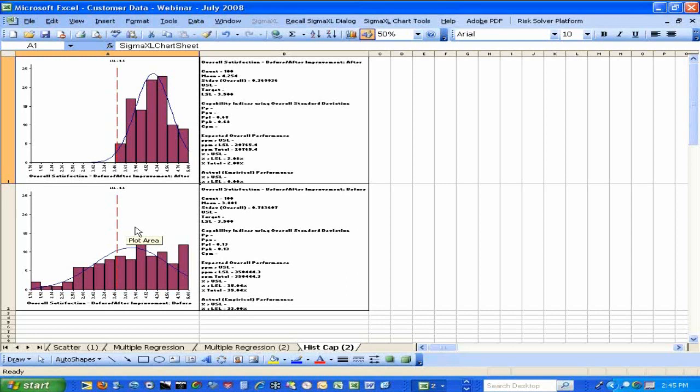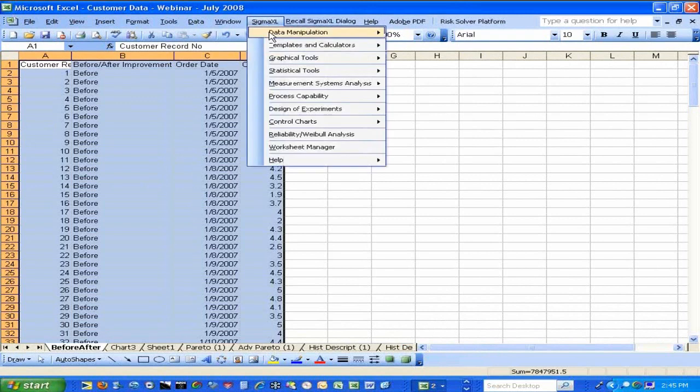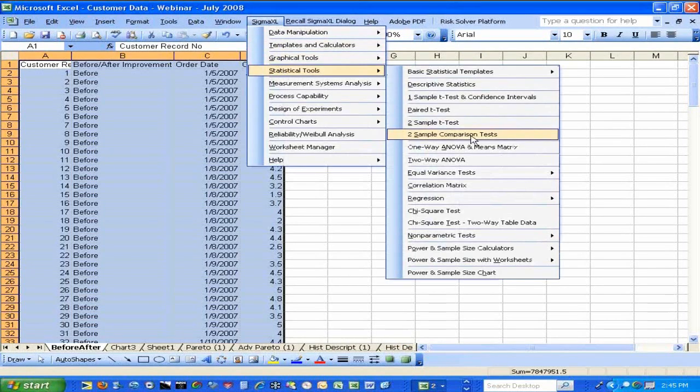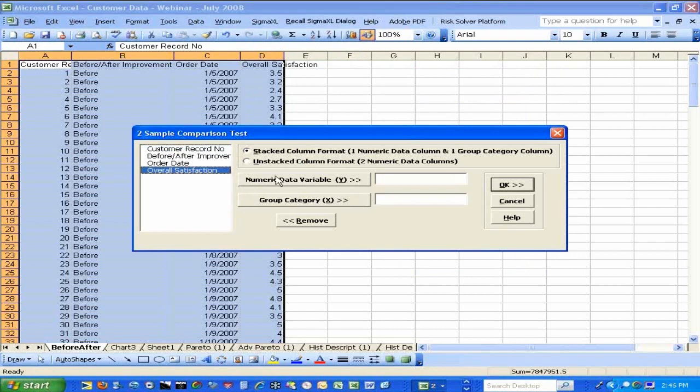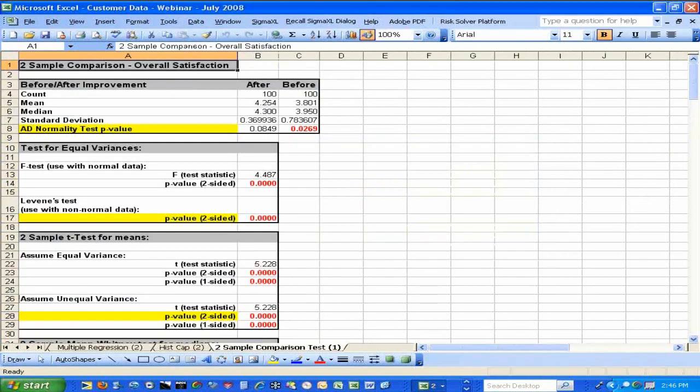The other thing that we always want to do with before versus after data is to run a hypothesis test. And I'll go back to the before and after data, and under statistical tools, we have two sample comparison tests, very powerful. It allows us to compare everything that you want to know about your two groups. So I'm going to compare overall sat versus before after, and we'll run that. Now, there's a lot here. I'll be very brief, but basically what this is doing is testing for equality of variances, testing for equality of means, and testing for equality of medians.